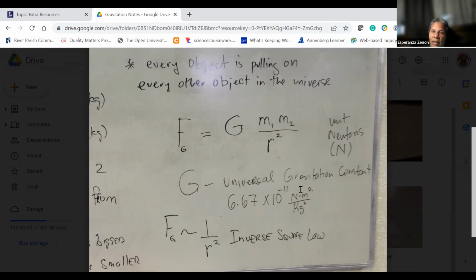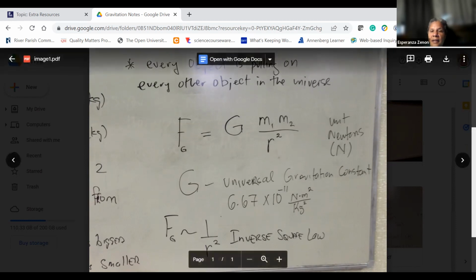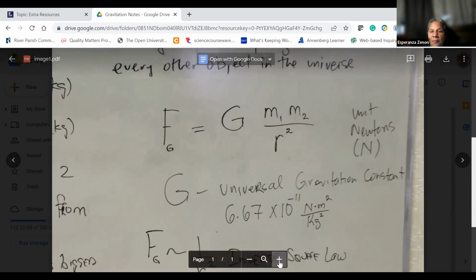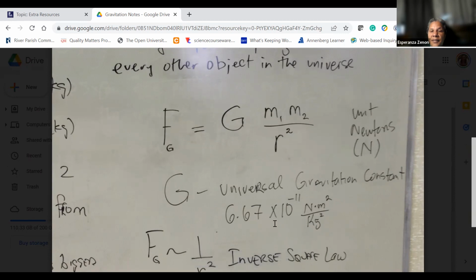And all of this right here on the right, the Newton meter squared per kilogram squared, that is the unit for big G, okay? So here's the number part of big G, 6.67 times 10 to the negative 11. Now, you can think about that's an extremely small number, okay?